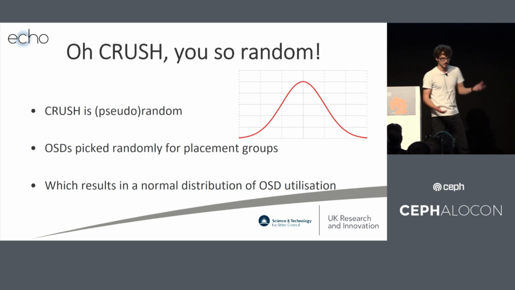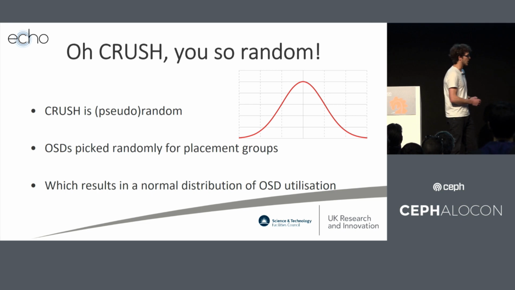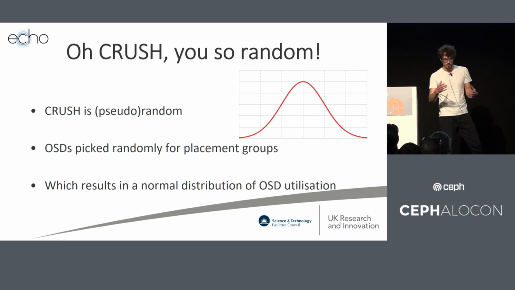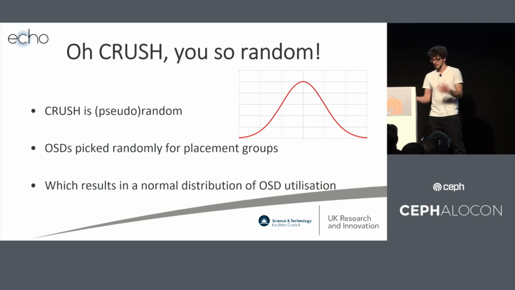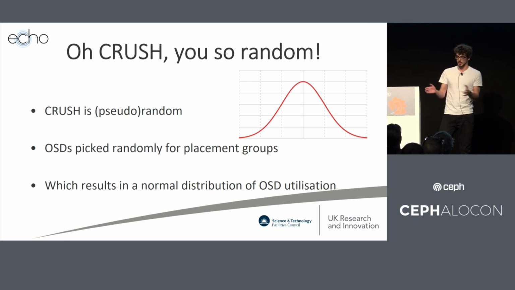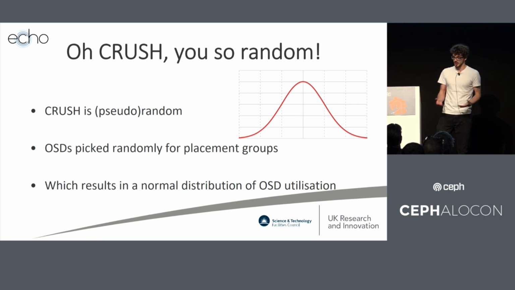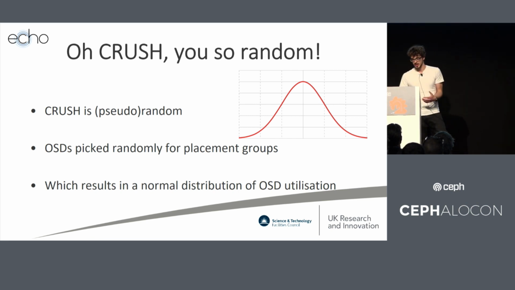So Crush is the heart of Ceph. It controls what placement groups end up on which OSDs and which data ends up in which placement groups. If you randomly distribute placement groups onto OSDs, you end up with a normal distribution of your OSD utilization or placement groups per OSD. So that's what a normal distribution looks like, or a Gaussian or a bell curve. You can call it a number of things.